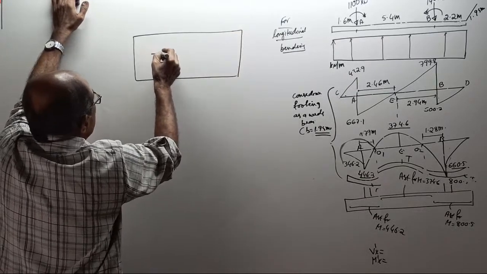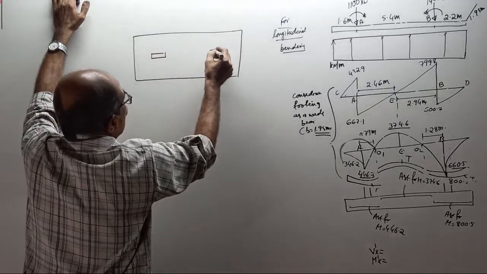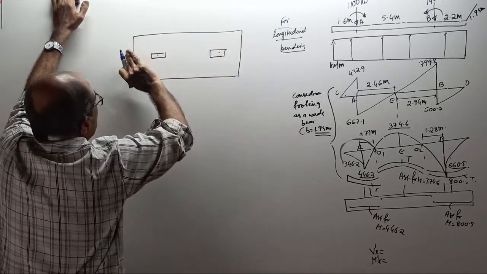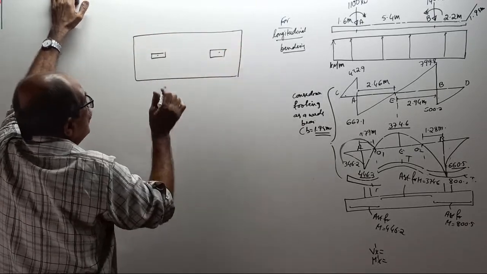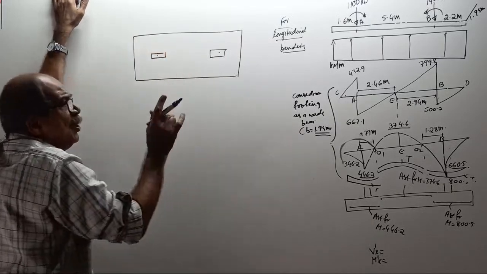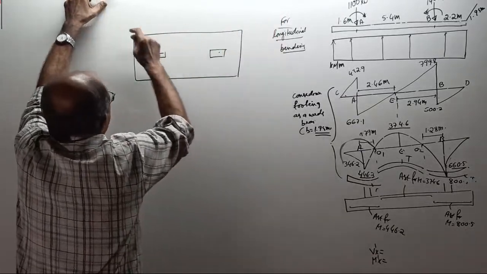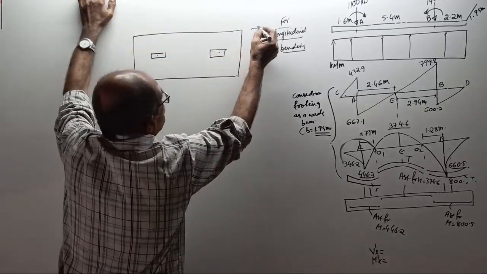Plan. One column here. One more column here. Now, load is here. Couple is here. Now, there is no strip taken here. This entire is for bending this way for the full width of 1.95 meter.